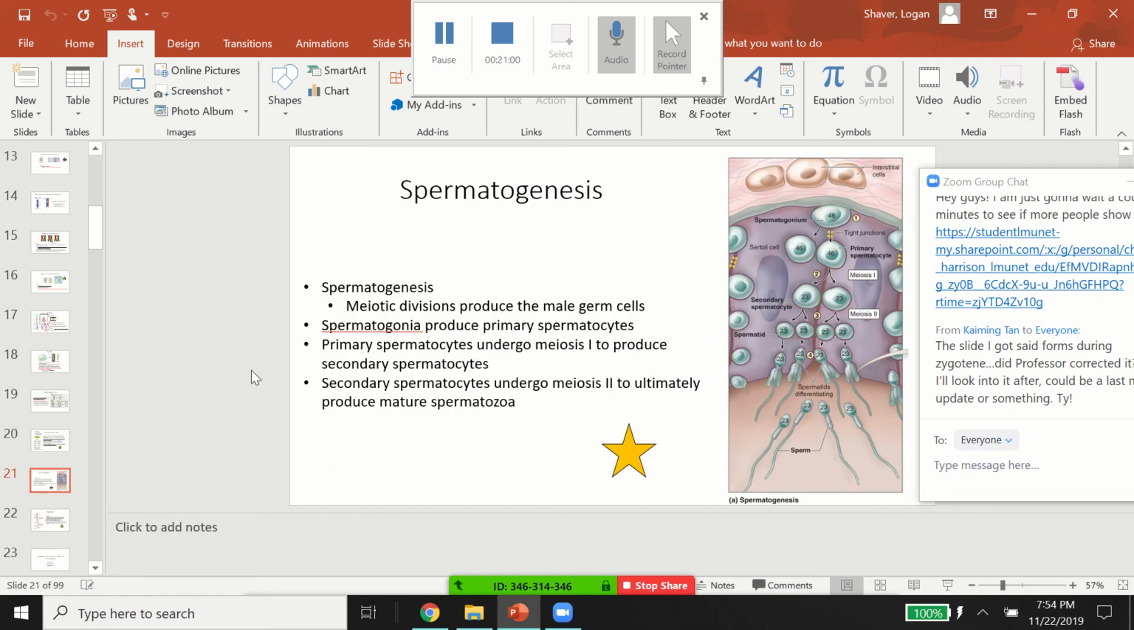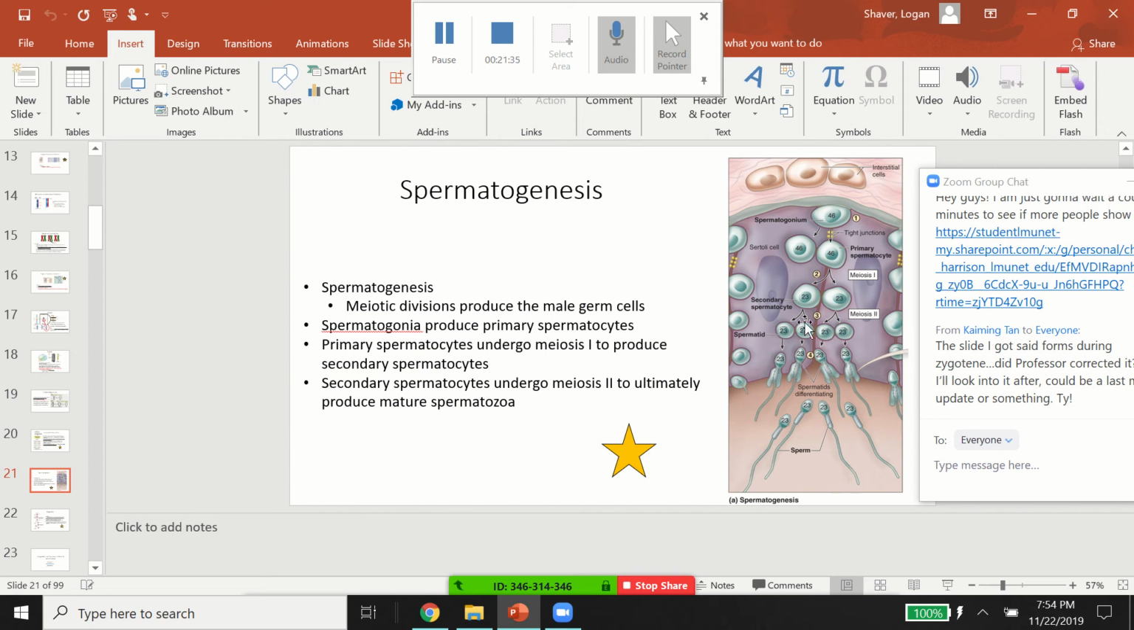Spermatogenesis. What I thought was important here, because I asked somebody if there was anything on this slide and they said, well, maybe, is what phase these things are associated with. Primary spermatocytes undergo meiosis 1, and meiosis 2 is done by secondary spermatocytes, which form mature spermatozoa. So I would probably just know what phase they're associated with, in order, of course.